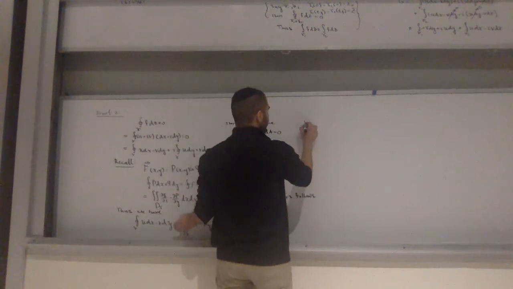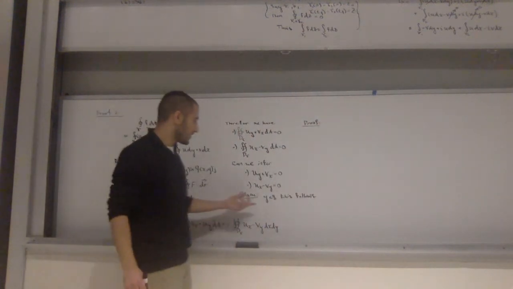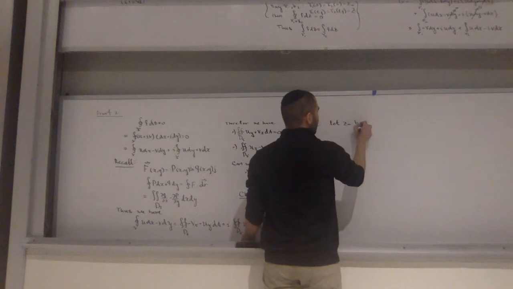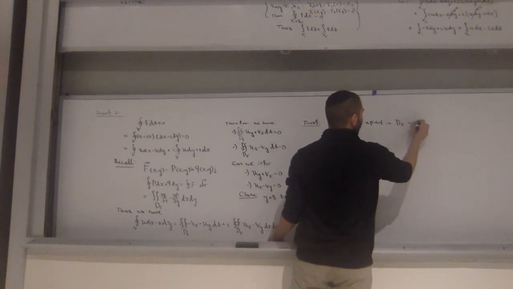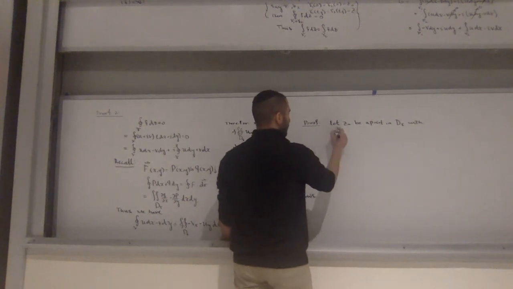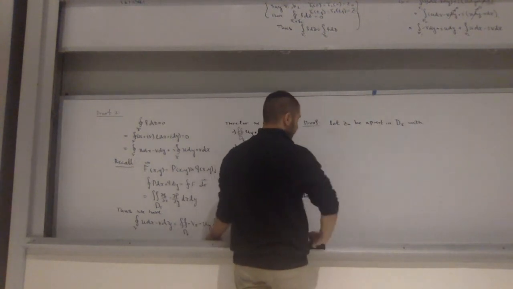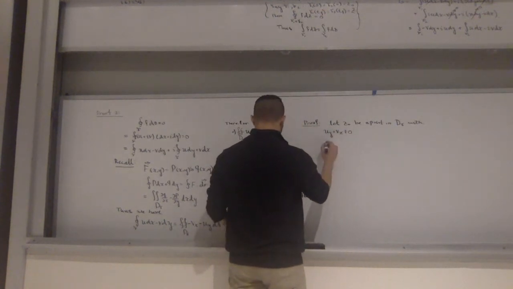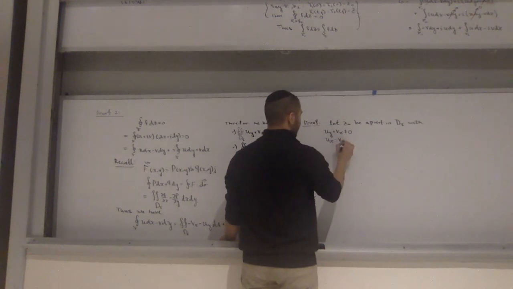So let's prove it. Proof. Well, if it wasn't, then there would be, so let z naught be a point in D gamma with u sub y plus v sub x not equal to 0, and u sub x minus v sub y not equal to 0.